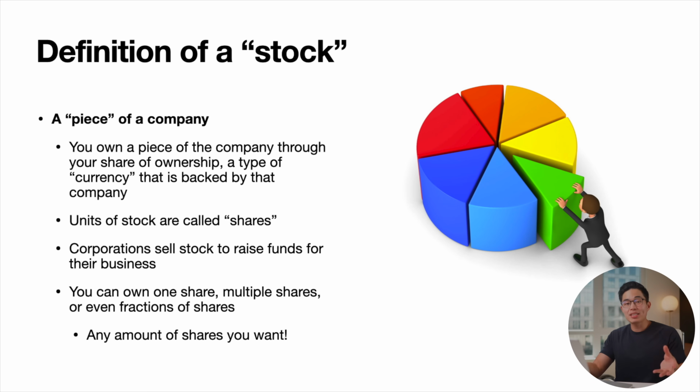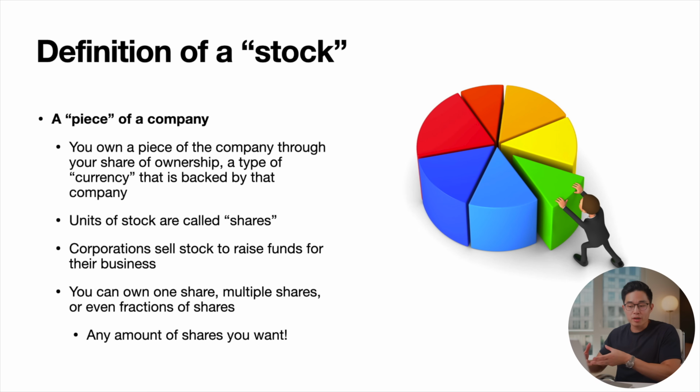Essentially, it's a piece of a company, a very, very small piece. By buying one share of a stock, you are owning a piece of the company through your share of ownership, which is a type of currency that is backed by that company. Units of stock are called shares. So if you buy one share, you own one piece. And like I mentioned, corporations sell stock to raise funds for their business.